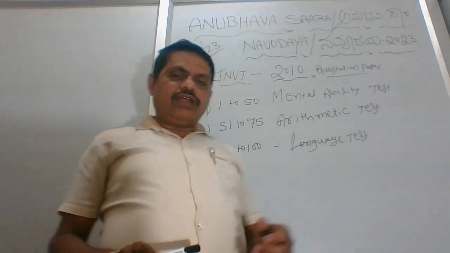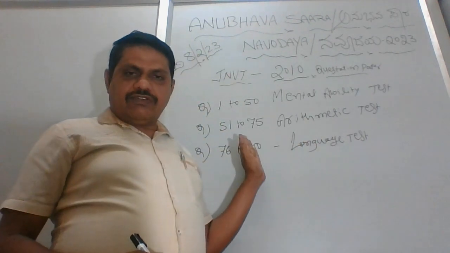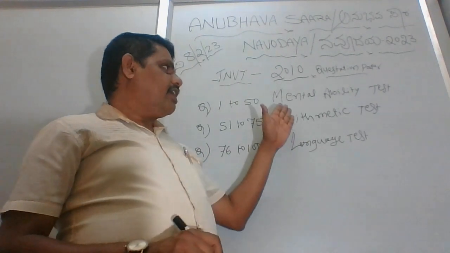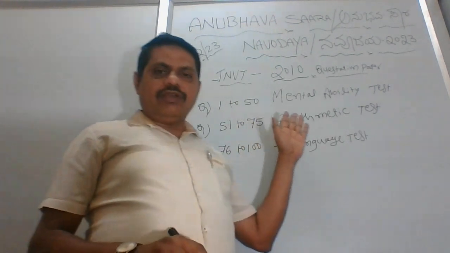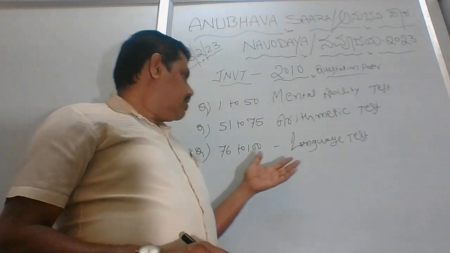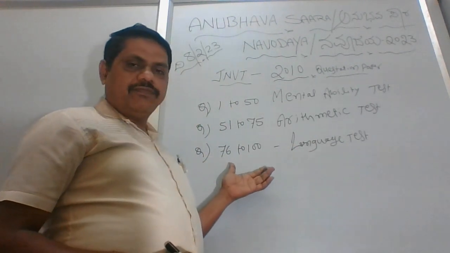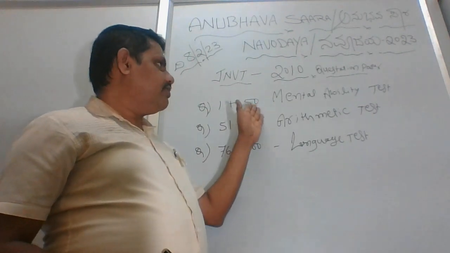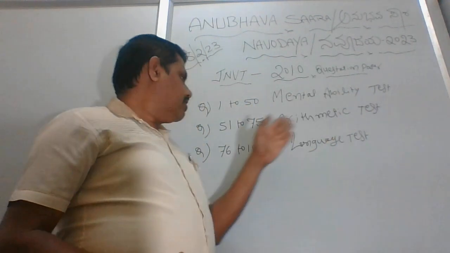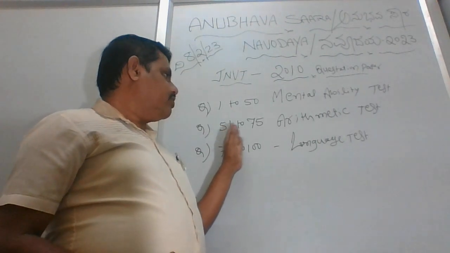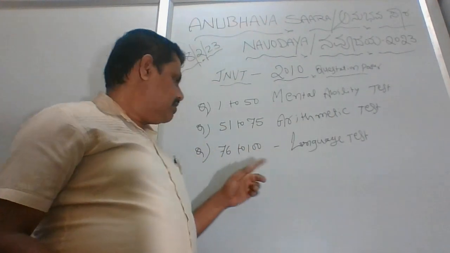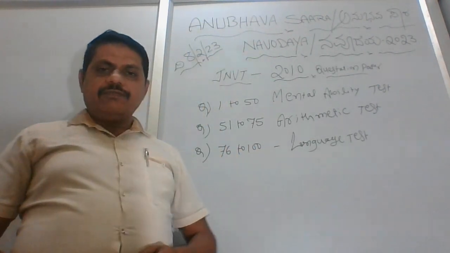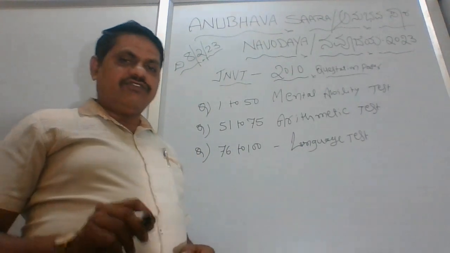Okay, so what I will do is come back to the discussion. What I was explaining about the Navodaya is, as I discussed yesterday, there will be a total of 100 questions. Questions 1 to 50 are for the mental ability test, 51 to 75 are for the arithmetic test, and 76 to 100 are for the language test. So these are the questions you will get in the examination.